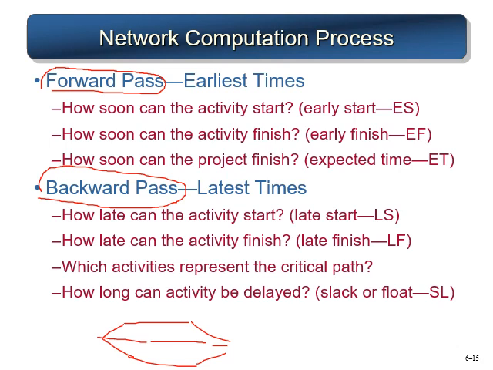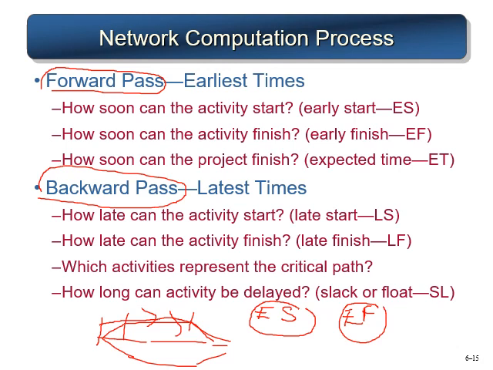If we calculate the start time and the end time of each of the activities from start to finish, if we move from left to right, it's called a forward pass. And in the forward pass we calculate the early start and the early finish. By early start I mean when an activity can be started the earliest, and early finish is when it can be ended the earliest.